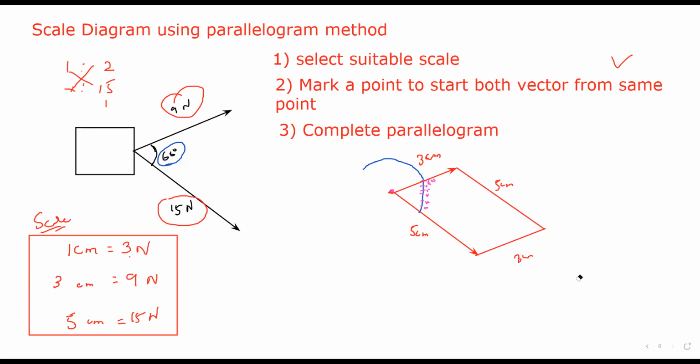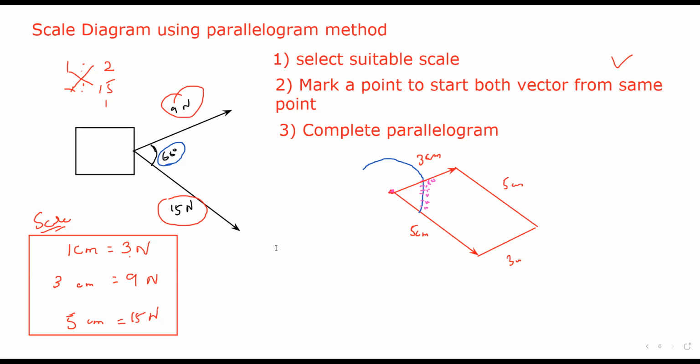So we were having two vectors like this. We mark the angle between them. We draw the two vectors in terms of centimeter. Then after that, we complete a parallelogram. How to complete a parallelogram? A parallelogram will have parallel sides. So if this is 3 centimeter, we'll draw a 3 centimeter side parallel. And this is 5 centimeter, we'll draw a 5 centimeter side parallel, right? Both the sides should be parallel to the adjacent one. So we completed a parallelogram. This is 5 centimeter. This is 3 centimeter.